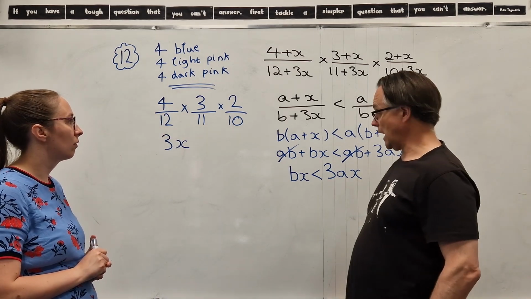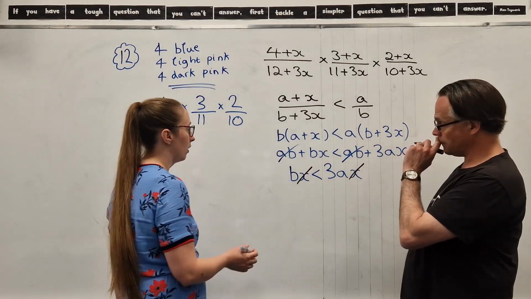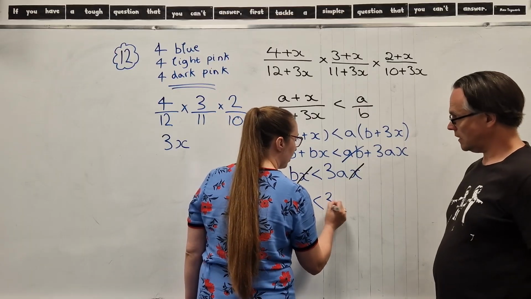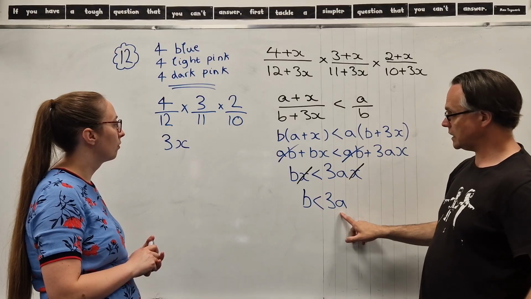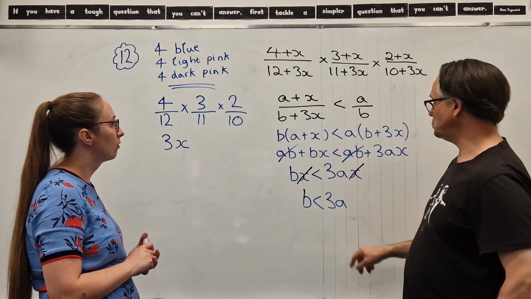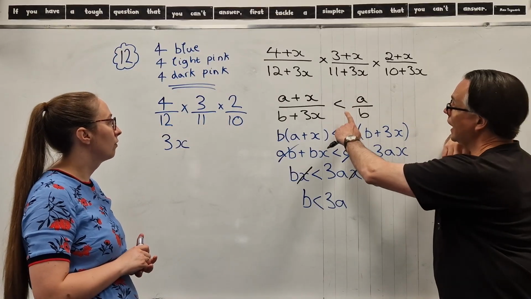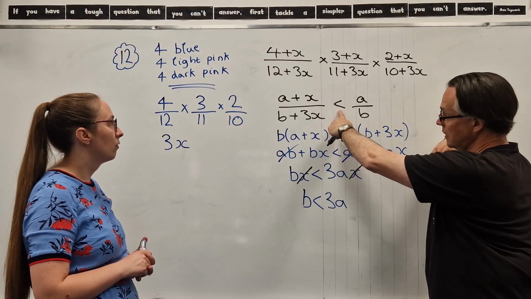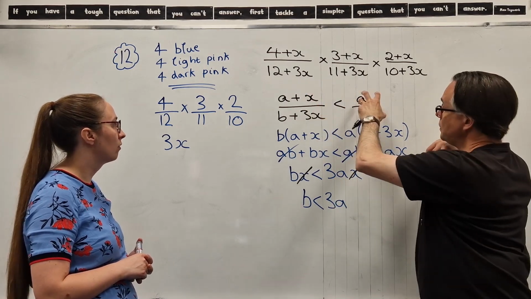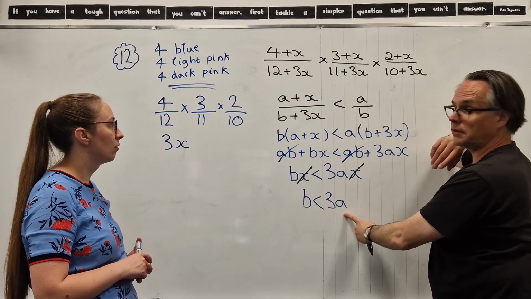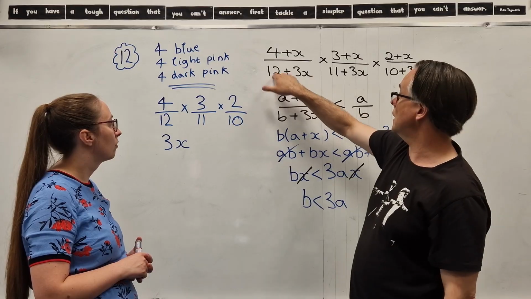Now, we know that x is a positive number, so we can divide both sides by x. So now we've got b is less than 3a. So this fraction is less than this one only when b is less than 3a. If we go back to the actual problem, if this was an equation with an equal sign here, that wouldn't change any of this working out, apart from the sign. So these would be equal when b was equal to 3a. In this case, b, 12, is equal to 3a, which is 12.